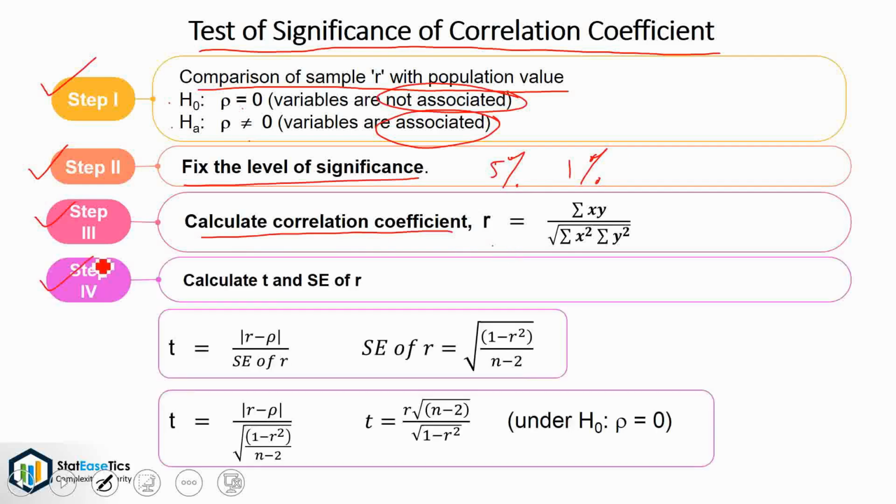Step 4 is to calculate statistic T and standard error of R using the given formula, that is T is equal to modulus of R minus rho divided by standard error of R, where standard error of R is equal to root of 1 minus R square divided by n minus 2. Hence T is equal to modulus R minus rho divided by the root of 1 minus R square divided by n minus 2. Thus T is equal to R into root n minus 2 divided by the root of 1 minus R square. Under the null hypothesis, rho is equal to 0.